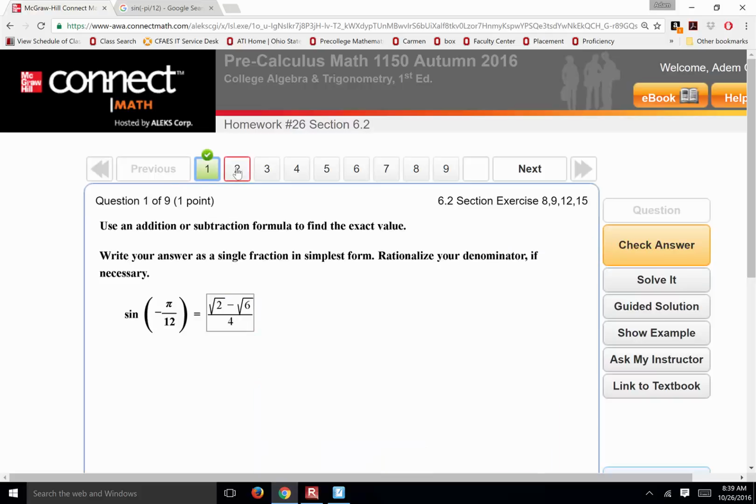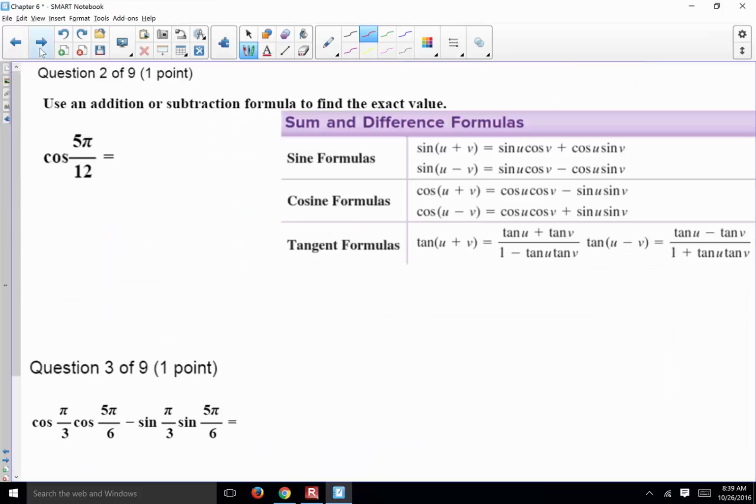All right. Coming up next, question number 2, this time using cosine. First, if you can't figure out what this turns into as a sum and difference, first change it into degrees and then figure. 5 pi over 12, how many degrees is that? Again, 12 goes into 180 15 times. 5 times 15 is 75. Alright, that's 75. Can you think of two angles that add or subtract to 75?